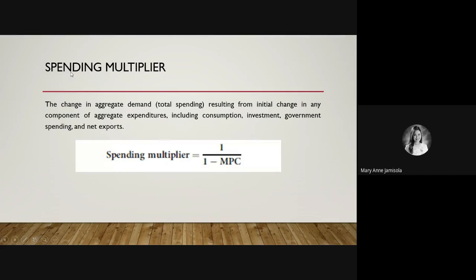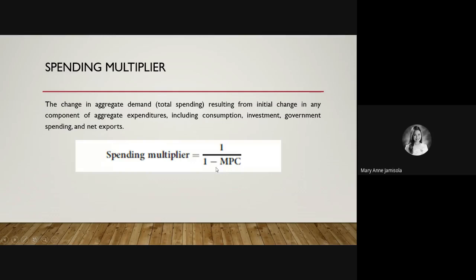So here, the change in aggregate demand or total spending resulting from the initial change in any component of aggregate expenditures, including consumption, investment, government spending, and net exports. So ang spending katutanan sa components na to sa GDP gani using the expenditure approach. So consumption, particularly katong mga private consumptions, then the investment, government spending, and net exports. I hope you can still recall those things that are included in the GDP under the expense method or expenditure approach. So spending multiplier is equal to 1 over 1 minus MPC.